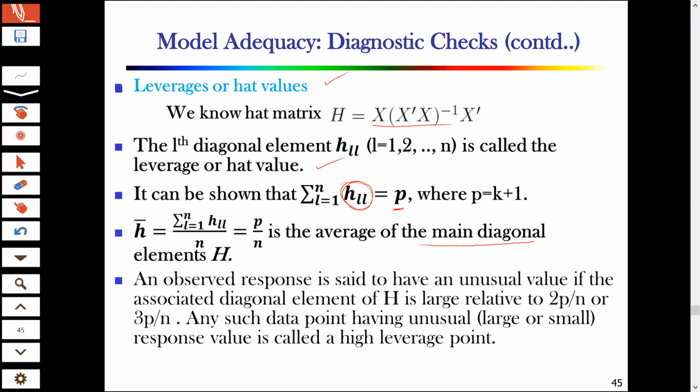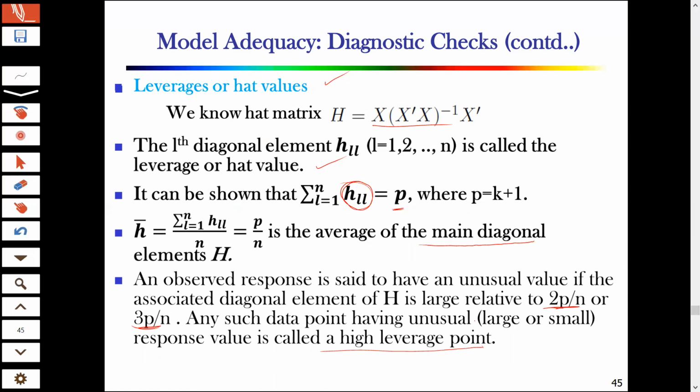An observed response is said to have an unusual value if the associated diagonal element of H is greater than 2p by n or 3p by n. Any such data point having an unusual value, large or small, is called a high leverage point.